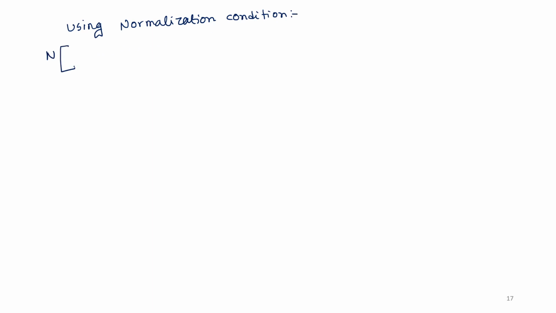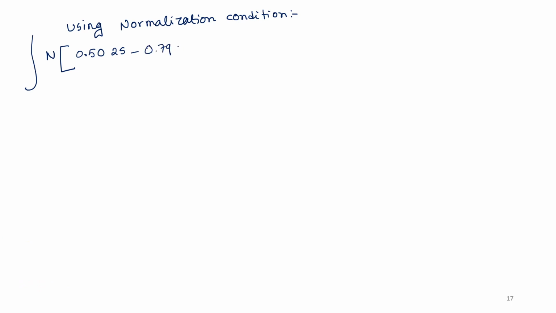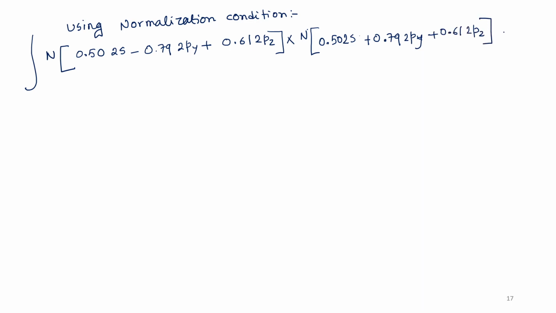Here we already got this value, integration of n (0.502s minus 0.79 py plus 0.61 pz) multiplied by n (0.502 2s, sorry, plus 0.79 py plus 0.61 pz) is 1.